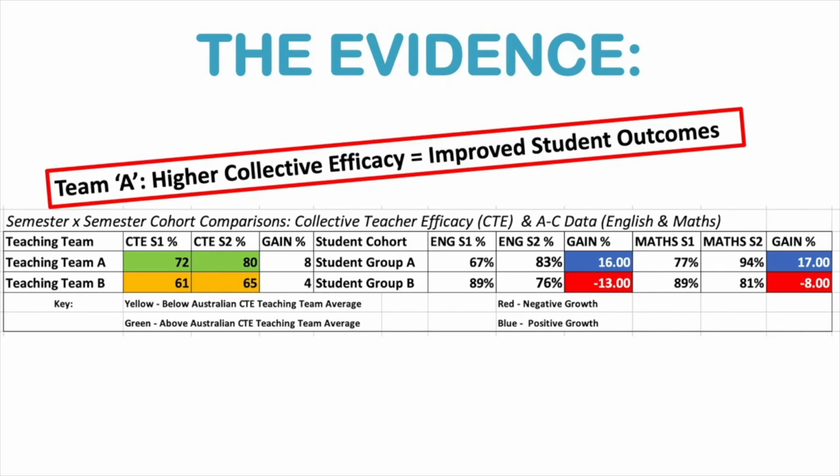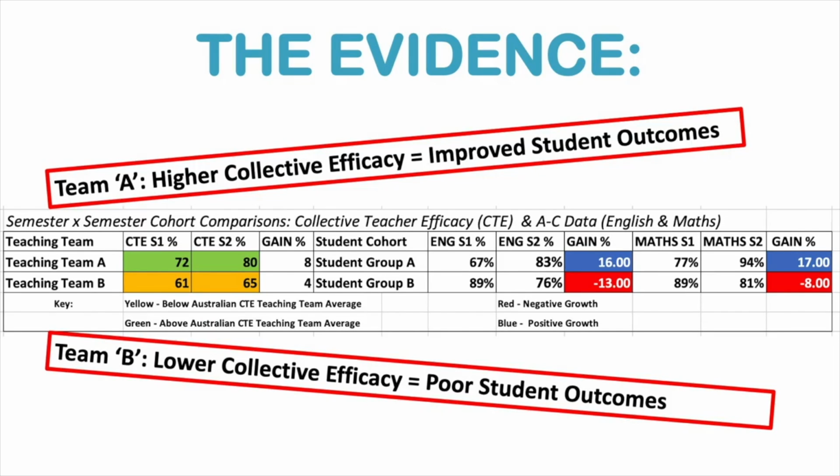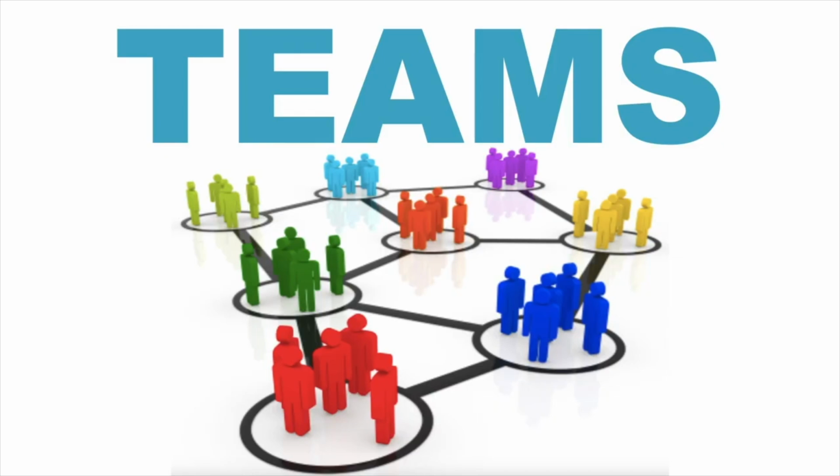The evidence behind collective efficacy and student outcomes, look, it's pretty compelling. You can see on the screen some data where Team A has higher collective efficacy and higher student outcomes, and Team B, lower collective efficacy and lower student outcomes. And given these findings, the focus therefore needs to be on teaching teams and the collective efficacy they generate.